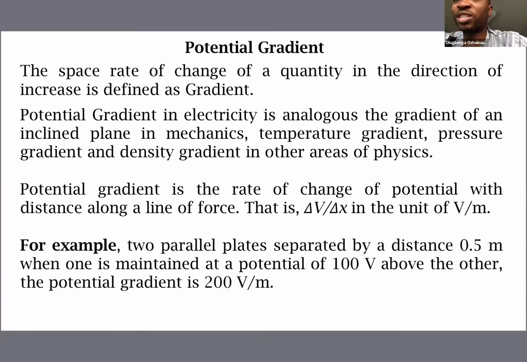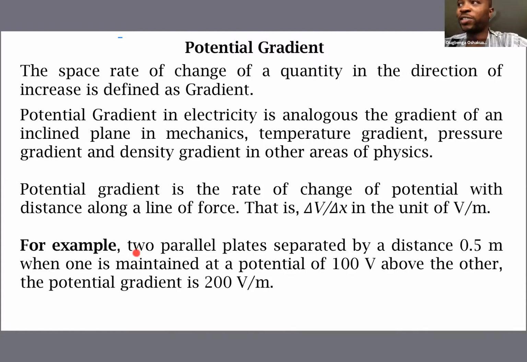and the same thing applies when we are talking about potential gradients: the change of that potential with respect to distance. So the potential gradient is the rate of change of potential with distance along the line of force. That is change of potential divided by change of distance, and the unit is volts per meter.